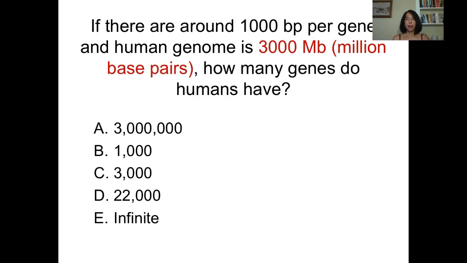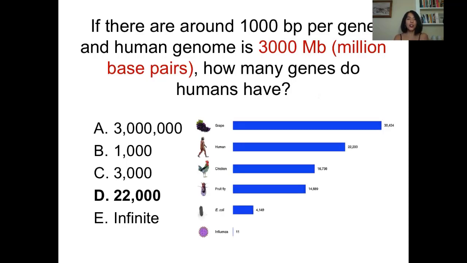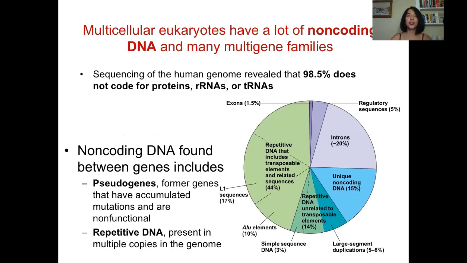So based on this information, if there are around 1,000 base pairs per gene, and the human genome is 3,000 megabase pairs, how many genes do humans have? This is a tricky question. Okay, let's see the answer. So you probably picked A, if your math is right, and based on the information that I gave you. However, the right answer is 22,000 genes. How come? This is not matching what I just told you.